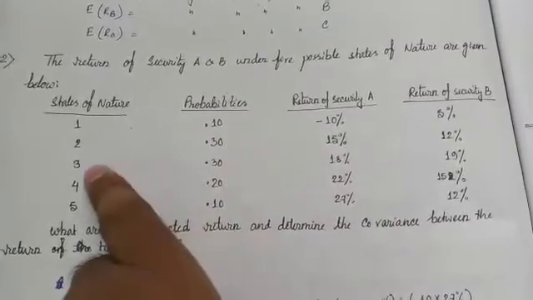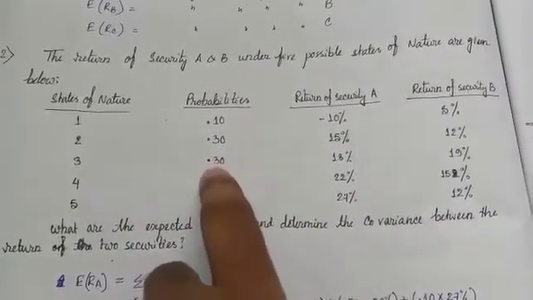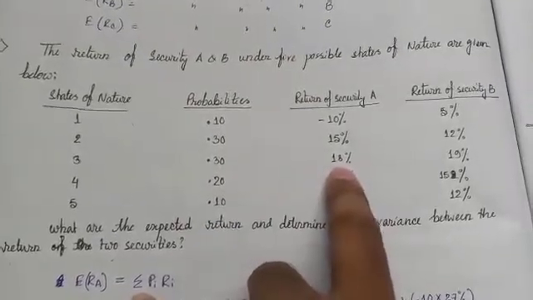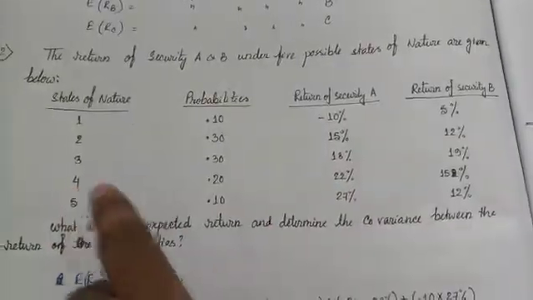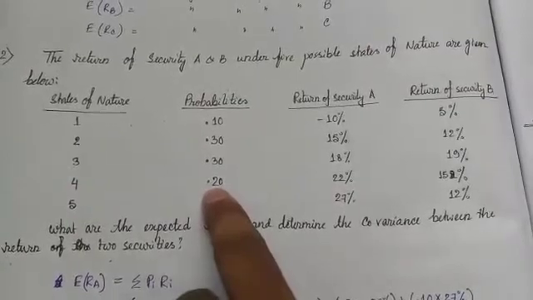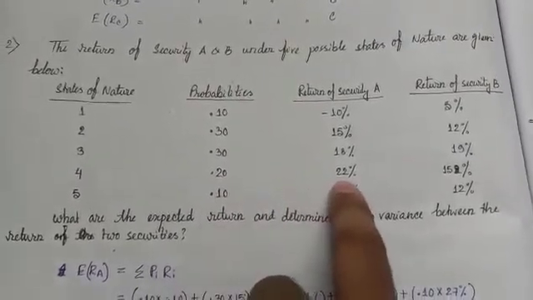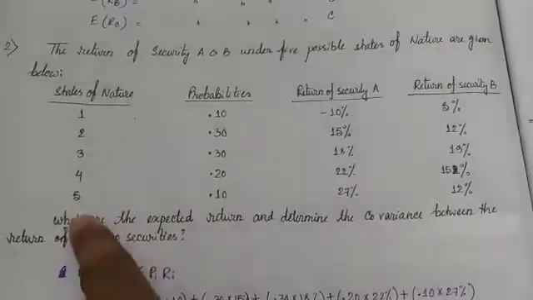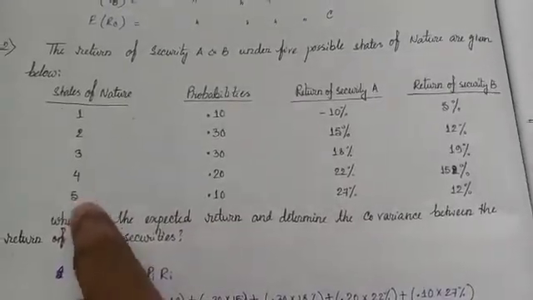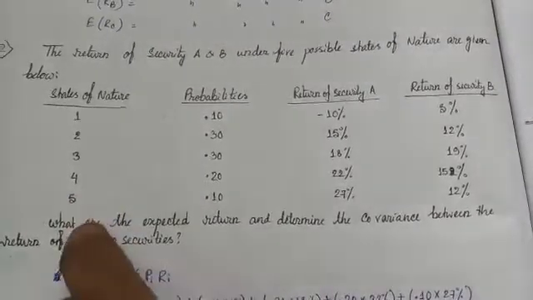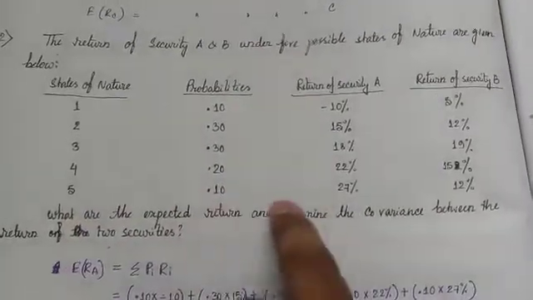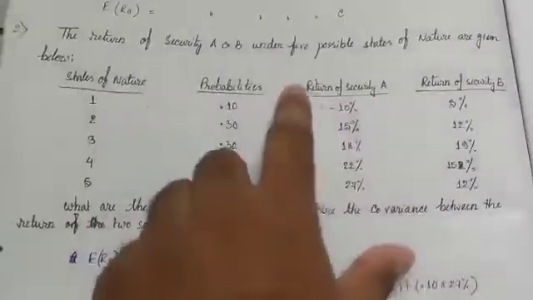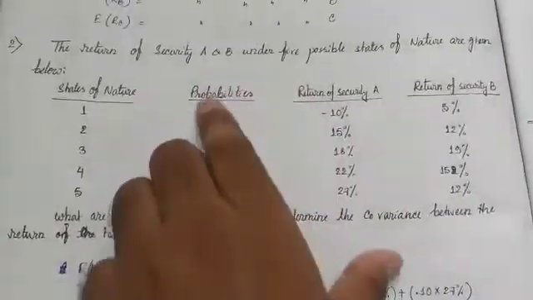Similarly, for state of nature 3, probability is 0.30 and associated rate of return is 18%. For state of nature 4, probability is 0.20, and associated rate of return generated from security A is 22%. For state of nature 5, associated probability is 10% with rate of return from security A 27%. Now, what will be the expected return from security A?